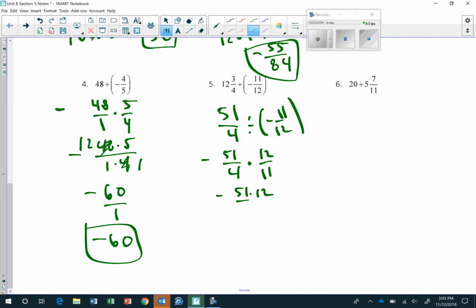Then I can write it as one big fraction, and then simplify it. So 12 can be divided by 4, and I'll get 3. 4 divided by 4 is 1. So I'll wind up with negative 153/11. I then need to turn that into a mixed number, so I'll get negative 13 and 10/11.